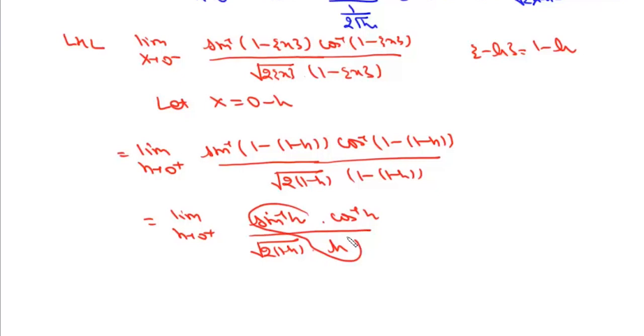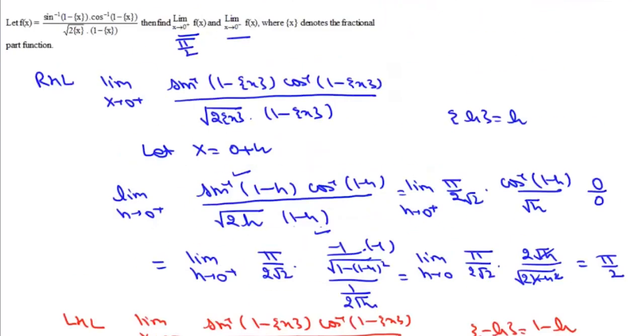Now sine inverse h upon h is 1, cos inverse 0 is pi by 2, and this is root 2, so its left limit will be pi upon 2 root 2. So for this function, the left hand limit is pi upon 2 root 2. Now since the left hand limit and right hand limit are not equal, this limit does not exist at x equals 0.